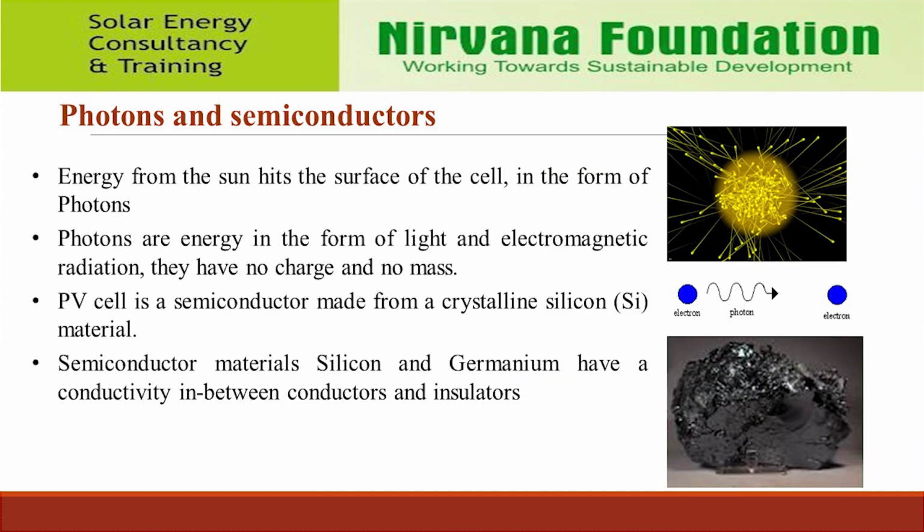Photons and semiconductors. Photons are energy in the form of light and electromagnetic radiation. They have no charge and no mass. Energy from the sun hits the surface of the cell in the form of photons. The energy of photons is converted into electricity by the solar cell. Semiconductors. A PV cell is a semiconductor made from crystalline silicon, Si, material. Semiconductor materials silicon and germanium have a conductivity in between conductors and insulators.